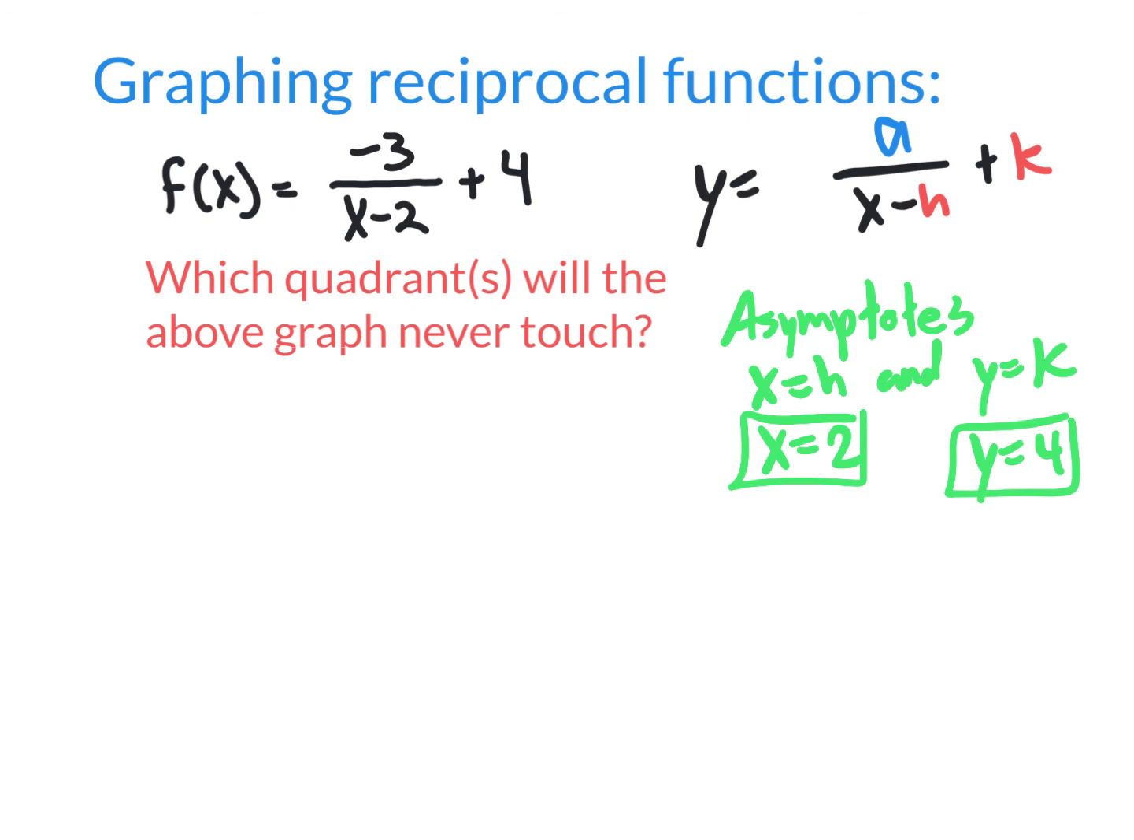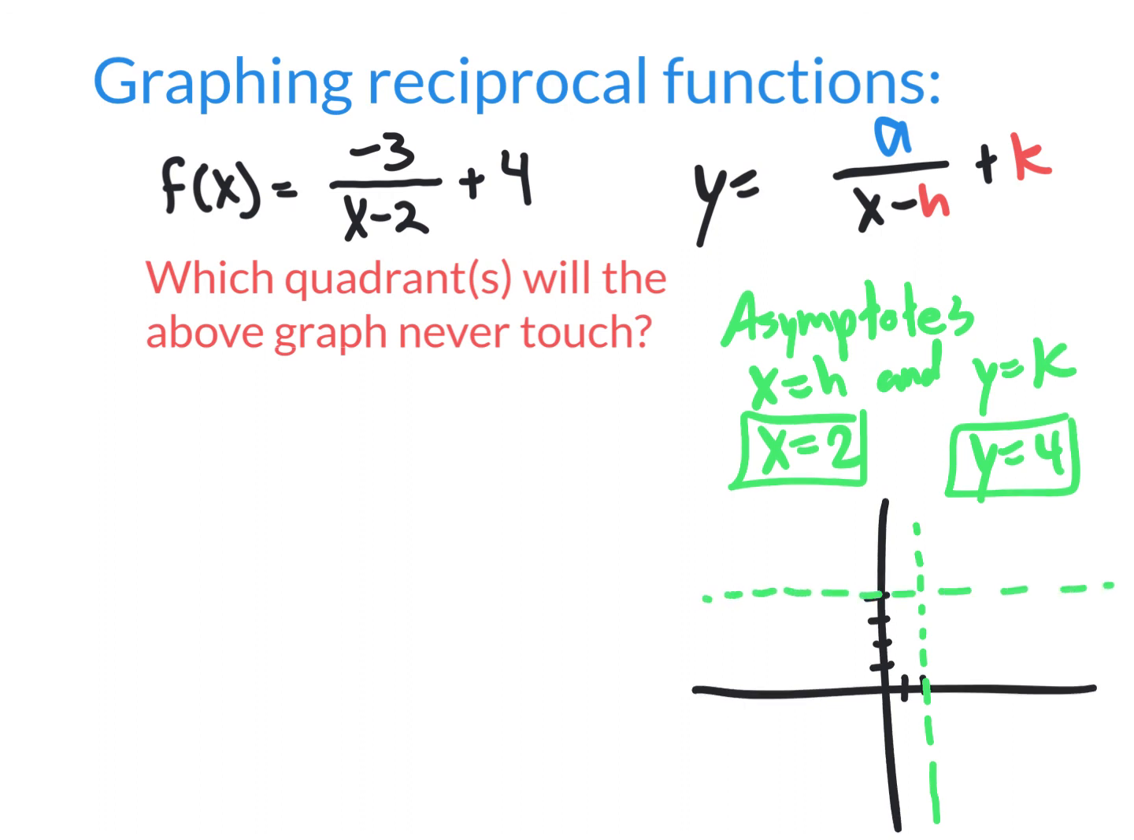And when we look at that graph, if we started sketching it, we're going to go to +2 on the x. So we have 1, 2. You get the vertical line right there. And then we have the +4 on the y. 1, 2, 3, 4. Get the horizontal line right there.